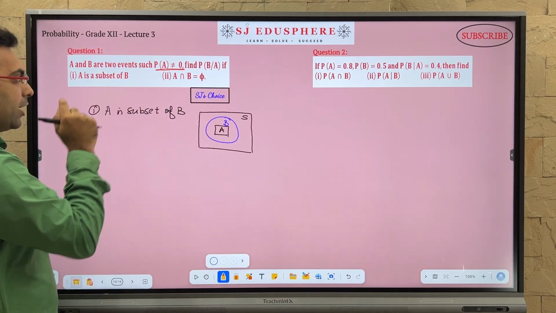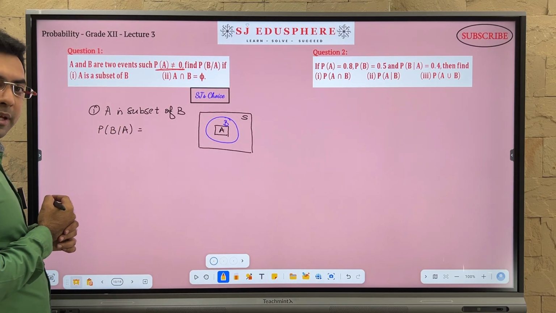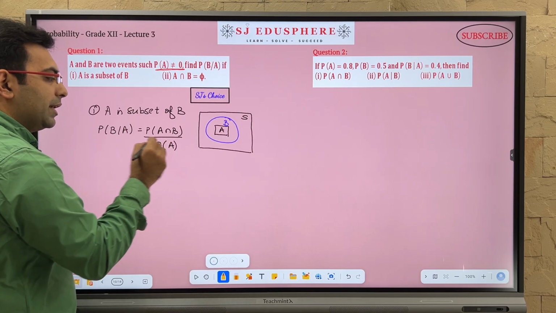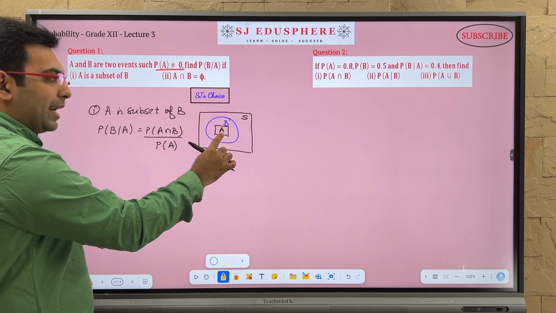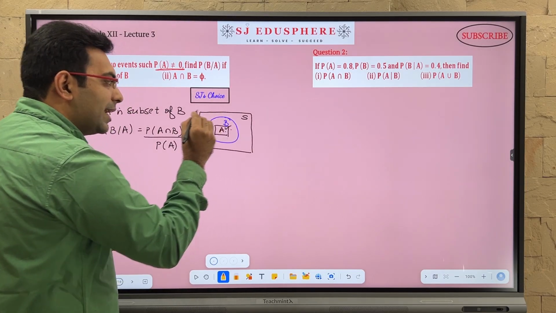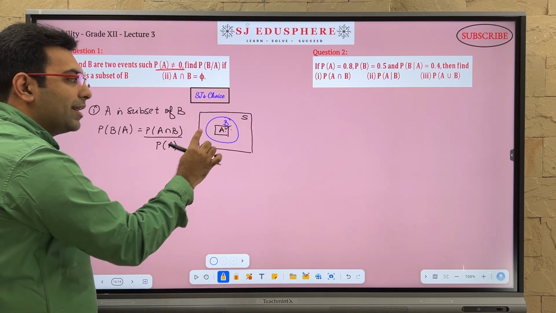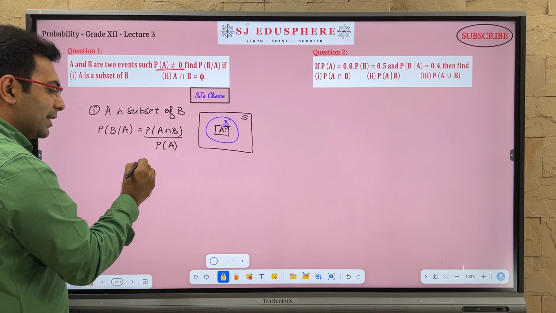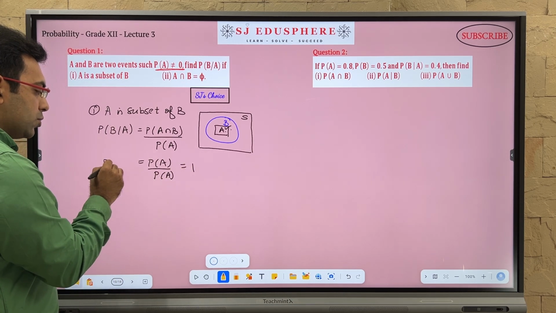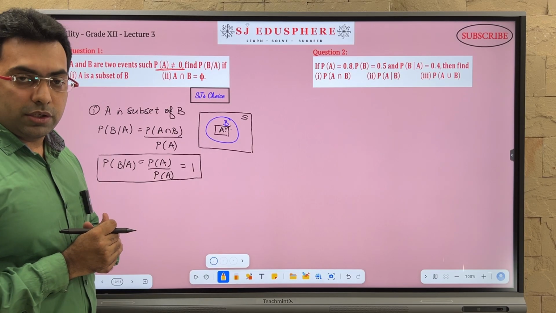Keeping this in mind, my question says find probability B given A. What is my formula for B given A? Probability A intersection B upon probability A. Now, look at the diagram, students. A intersection B. What is common in A and B? That is your entire set A. I repeat, sample space B, A is a part of B. So common in A and B is A. So probability A intersection B is A upon probability A. Well, the answer is 1. So this is a good sum to test your conceptual knowledge.